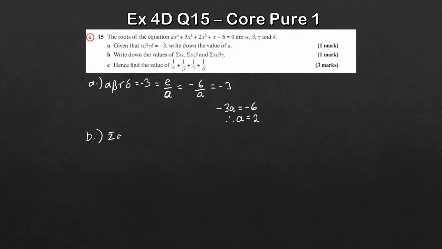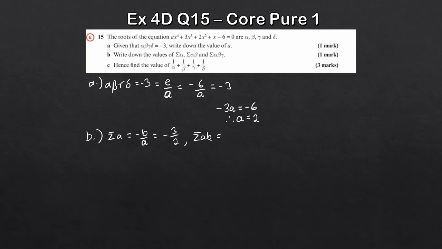So sigma alpha, well that's just minus B over A. Okay, so these are just standard results here. So minus B over A, so that's basically minus 3 over 2. Remember this B, the A, B, C, D, E, these are just your coefficients here, of the quartic. So that's just minus 3 over 2.